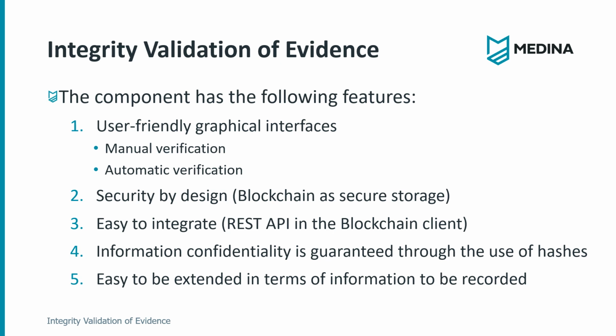4. Sensitive information is not stored in the blockchain due to confidentiality and privacy issues, as information recorded on the blockchain can never be removed. Instead, evidence and assessment hashes are recorded to be able to detect information tampering without disclosing sensitive details. 5. Finally, the tool has been implemented in a way that it is easy to be extended in terms of information to be recorded in addition to evidences and assessment results.